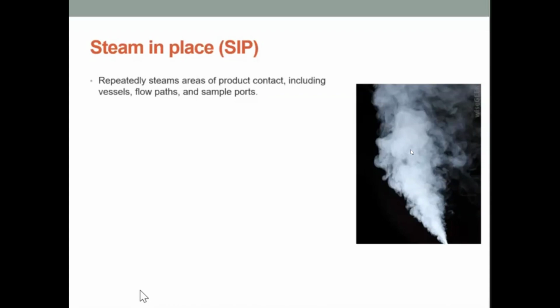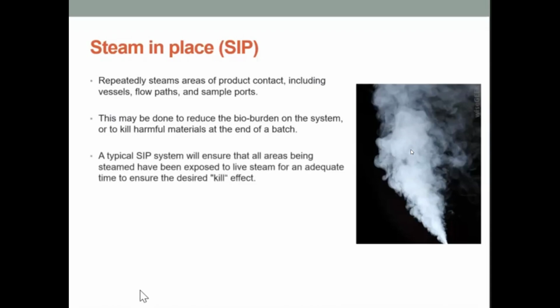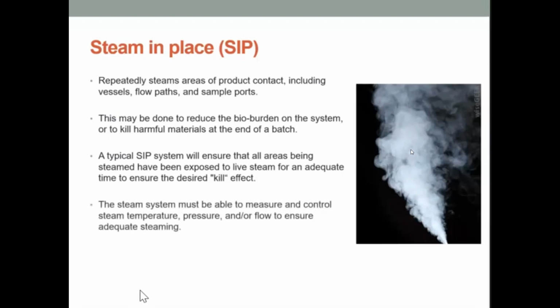So steam in place. This is where we repeatedly steam areas of product contact, including vessels, flow paths, and sample ports. This may be done to reduce the bioburden on the system or to kill harmful materials at the end of a batch. A typical steam-in-place system will ensure that all areas being steamed have been exposed to live steam for an adequate time to make sure the desired kill effect takes place. The steam system must be able to measure and to control steam temperature, pressure, and/or the flow to ensure that there is adequate steaming. The calculation of the F0 or other measures is often required to meet the process needs.